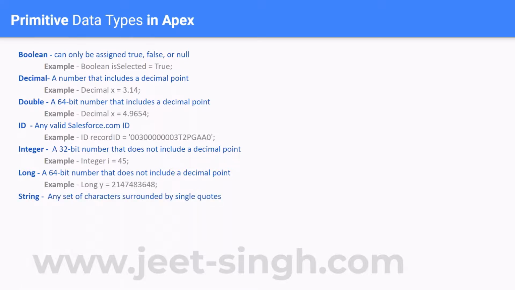Then we have string. String is a simple one. String basically refers to the variables which can store text values, like String city equals New York City. So this is the data type. You cannot just go and put in your code city equals New York City. Salesforce, or rather Apex, will not understand that. So you have to define the data type, then the variable, and then assign the value. This is how it works.